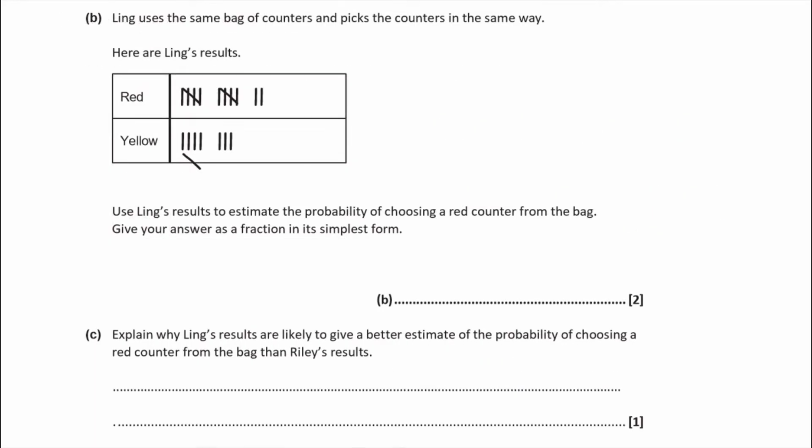Part B says Ling uses the same bag of counters and picks the counters in the same way. And here are Ling's results. So Ling managed to get, what, 12 red and yellows. Well, that tally mark's fallen off, but that is 8, isn't it? Okay, so 12 tally marks versus 8. Use Ling's results to estimate the probability of choosing the red counter.